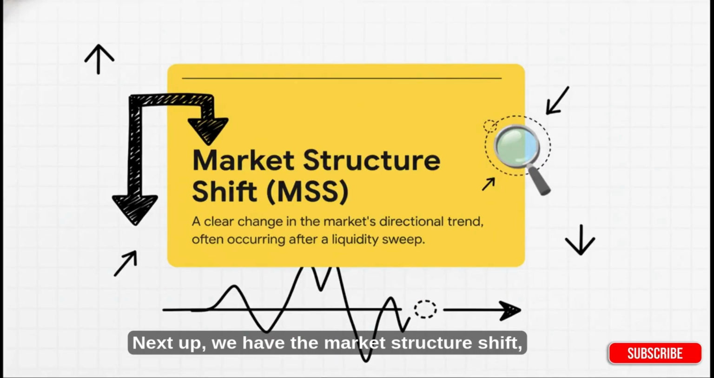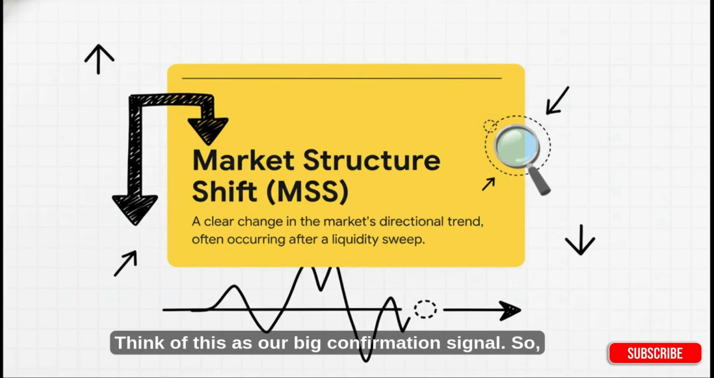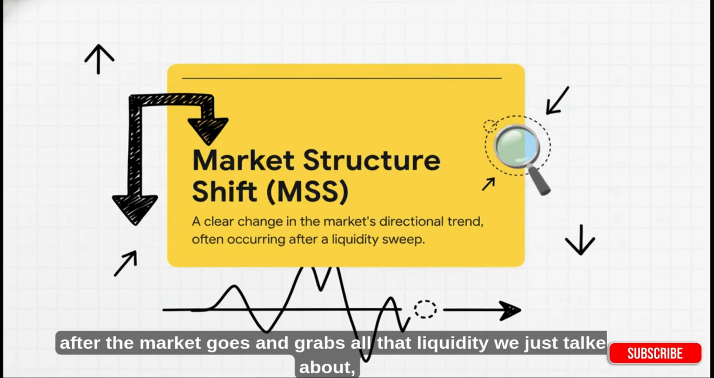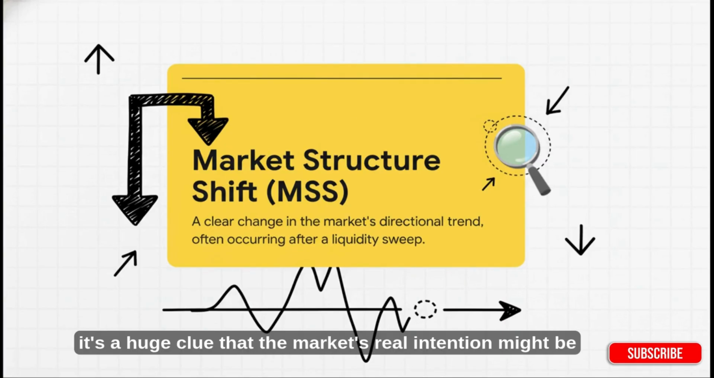Next up, we have the market structure shift, or MSS for short. Think of this as our big confirmation signal. So after the market goes and grabs all that liquidity we just talked about, we're looking for a really decisive break in the opposite direction. This shift is a huge clue that the market's real intention might be changing.